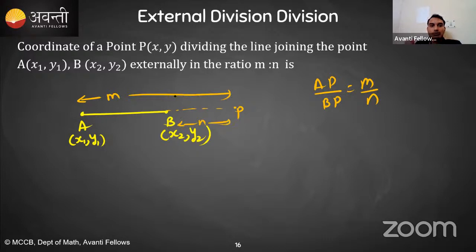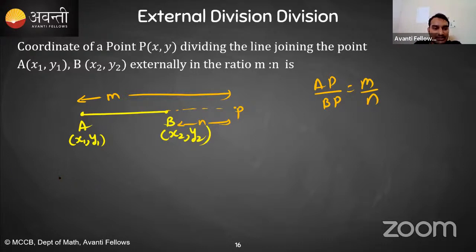This is not the length, okay? I'm not writing that the length of AP is m. No. I'm just denoting it in a different way because it is external. So that's why m is to n. The length of AP is not n. The ratio between AP and BP is m by n.